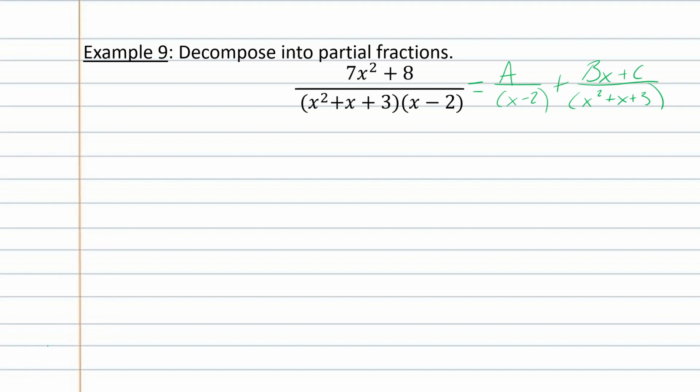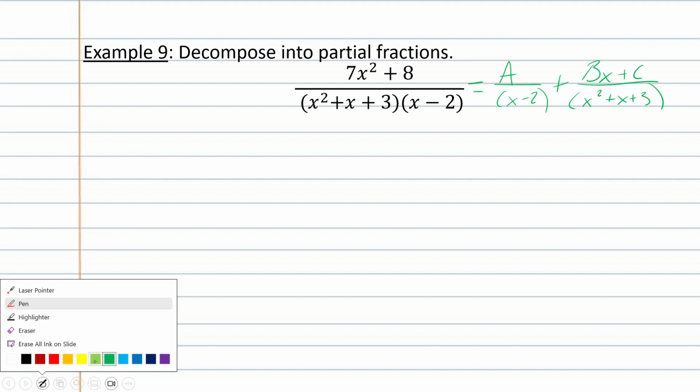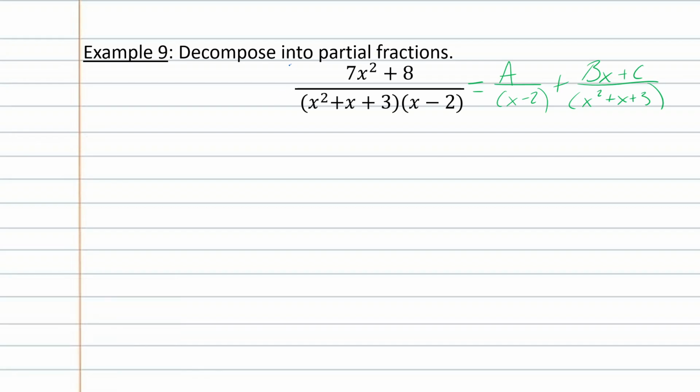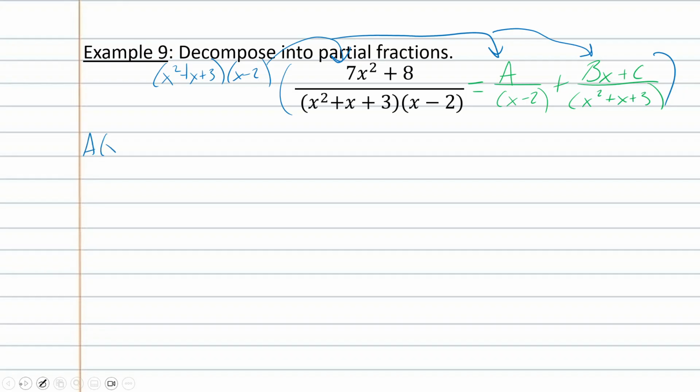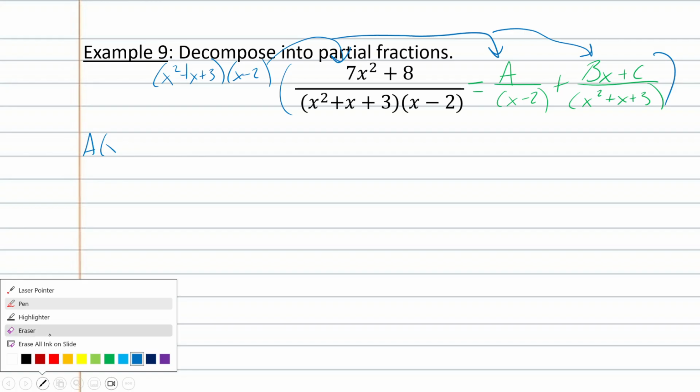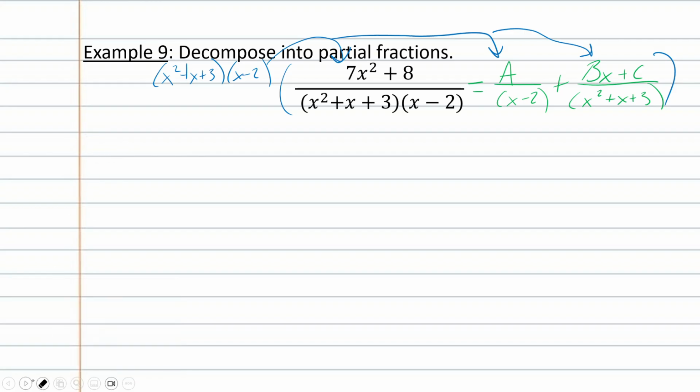Next step, I need to multiply both sides by the denominator on the left-hand side, the x squared plus x plus 3 and the x minus 2. Remember, you're multiplying everything times that, this piece and this piece. All right, so it's going to look like a times, I'm rushing. Don't need to rush, jumping ahead of yourself here. I'm going to write all the steps out.